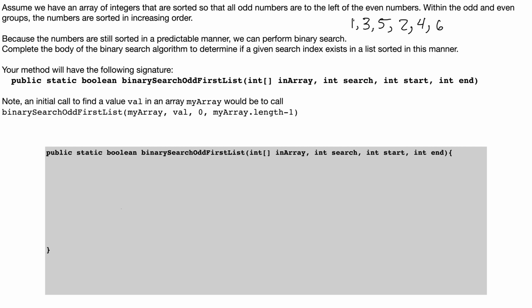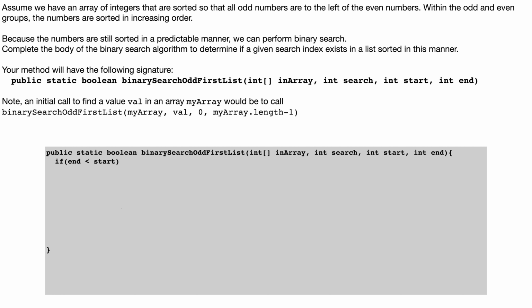The way I would recommend breaking down this problem is to first remember what binary search does. Let's ignore this whole odd and even thing for a second and just figure out how to write binary search as if it were just sorted in a normal order. So what's the first thing we need for binary search? For any recursive method, we need our base cases. So what are our base cases?